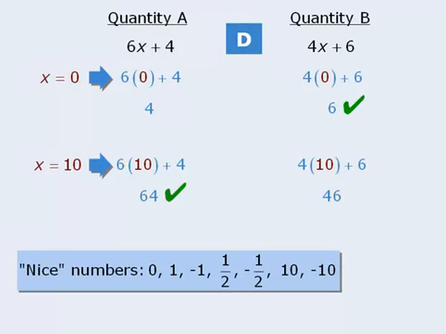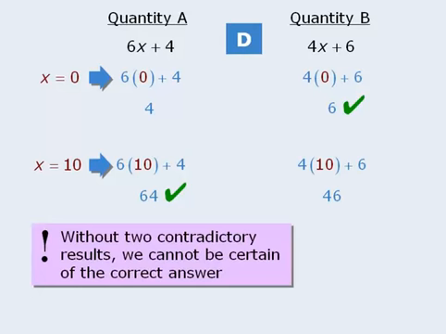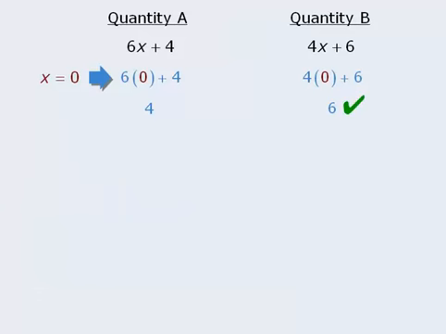Now, it's important to note that the main drawback of the plug-in numbers approach is that unless we get two contradictory results, as we did here, then we can never be absolutely certain of the correct answer. Here's what I mean. Let's say that we didn't plug in 10 for x. Instead, let's say that we plugged in 1/2. If x equals 1/2, then the two quantities evaluate to be 7 and 8, in which case quantity B is still greater than quantity A.